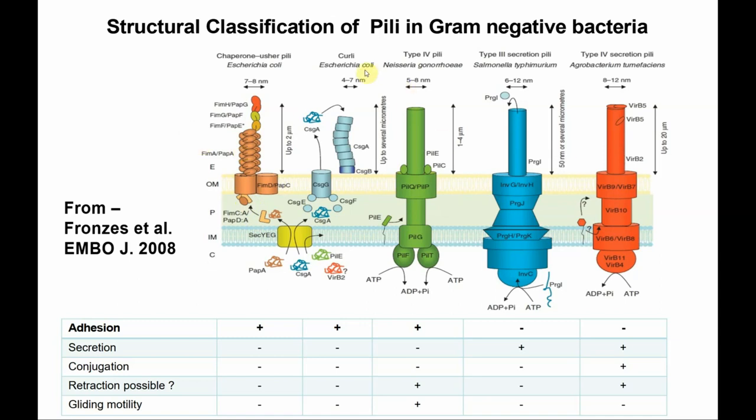So for the curly pili, it starts off in a similar way. You have the monomer that's translocated into the periplasm. Then, instead of being added to the base, it's going to be exported outside of the bacterial cell, and the polymerization occurs at the top. So this is the big difference between chaperone, usher, and curly pili. One of them starts to polymerize at the base, one of them polymerizes at the top, at the tip.